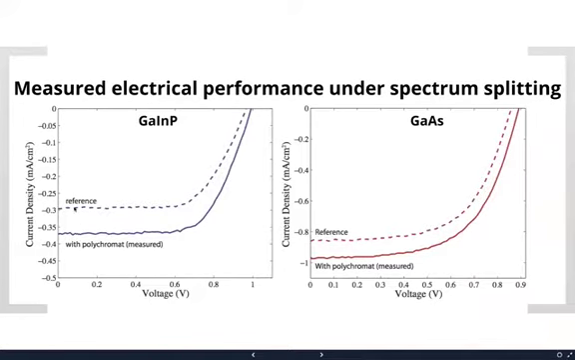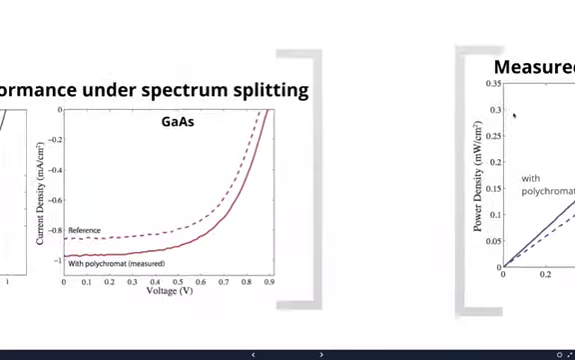Clearly, there's a nice improvement. Not as much as we expected in the simulation, but nevertheless, it's quite large. Okay, increase in current, also increase in open circuit voltage. In gallium arsenide, you also see a pretty nice improvement in current, slightly better than what we expected actually. In this example, also increase in open circuit voltage.